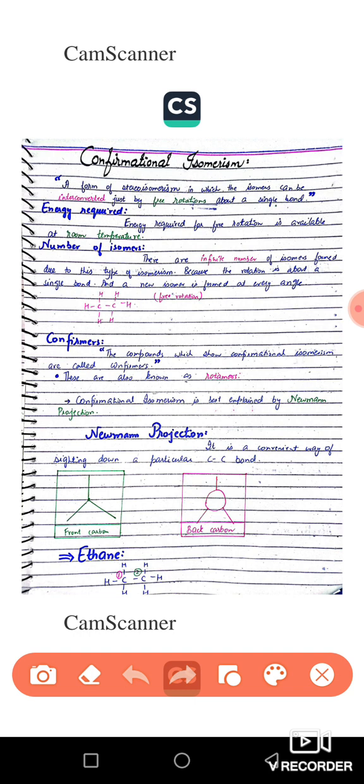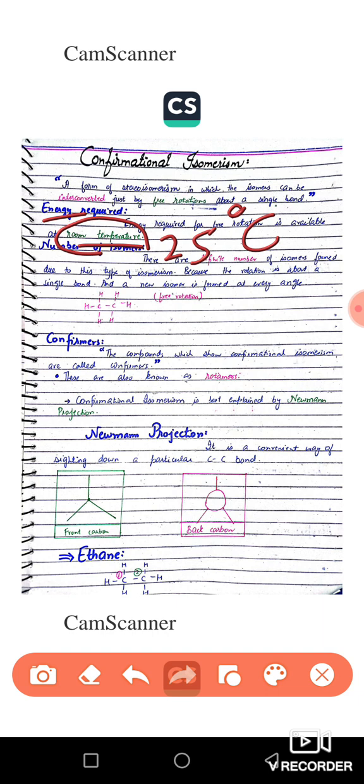Therefore conformational isomerism involves rotations, and they form a lot of rotamers or conformers. The isomers formed due to this isomerism are called rotamers or conformers, and they differ only in their arrangement in 3D space. Now, what are the energy requirements? The energy required for the free rotation is available at room temperature, which is 25 degrees centigrade.